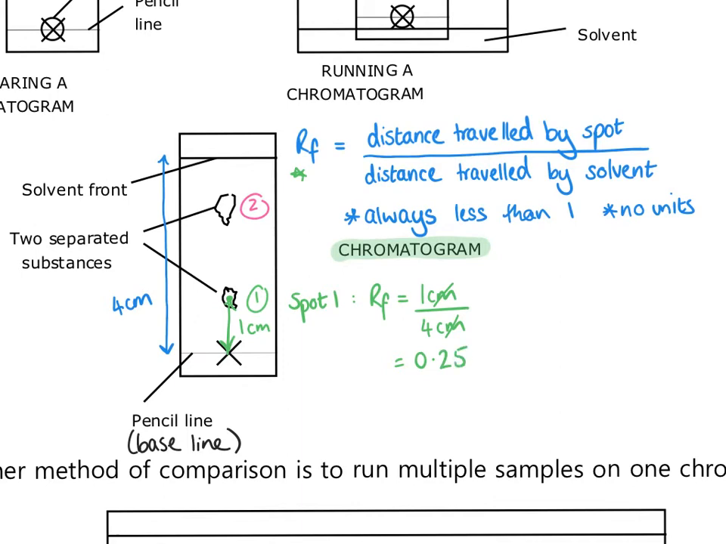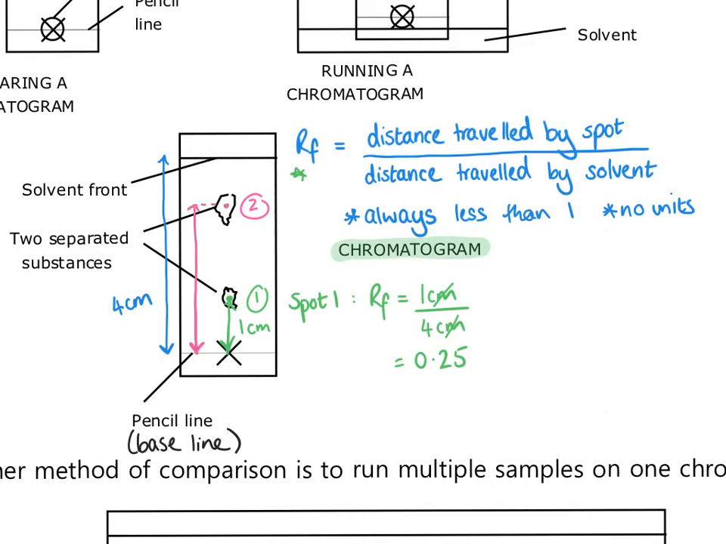Remember, RF values are written as decimals and they're written to 2 decimal places, so that works out well for this. But if you get a big long decimal with lots of decimal places, then just round it off to 2 decimal places. So that's for spot 1. And then we need to do it for spot 2 as well.